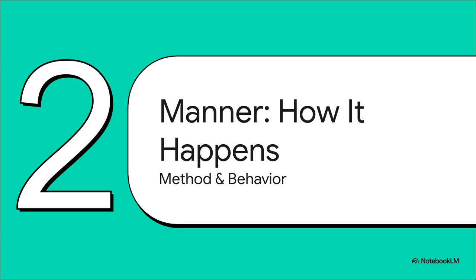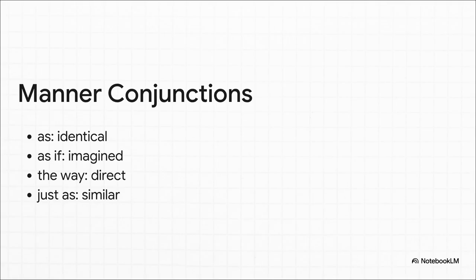Section 2. Manner, how it happens, method, style, and behavior. These subordinating conjunctions are your go-to tools for answering the question of how an action is performed or like whom they are acting. When we talk about manner, we are focusing strictly on style, behavior, or method. So if you want to say someone did something in the exact same way as someone else, you use as. If you want to add some emphasis, you might use just as. And if you're dealing with an imagined situation, that's where as if and as though become your absolute best friends.